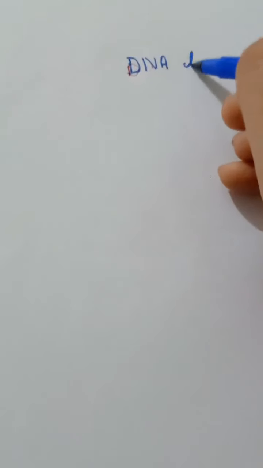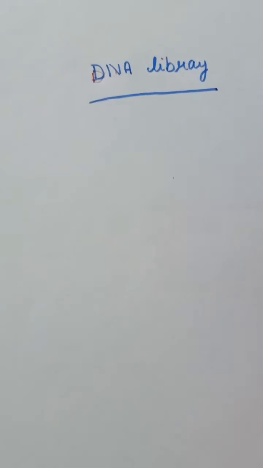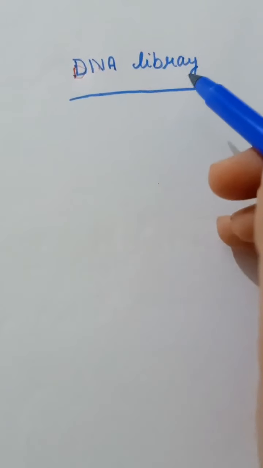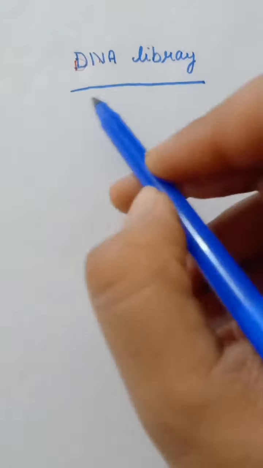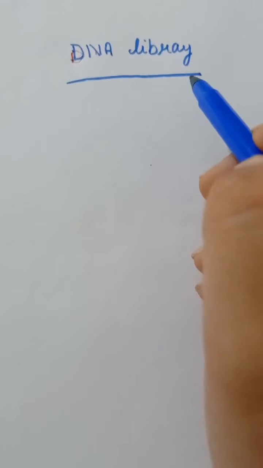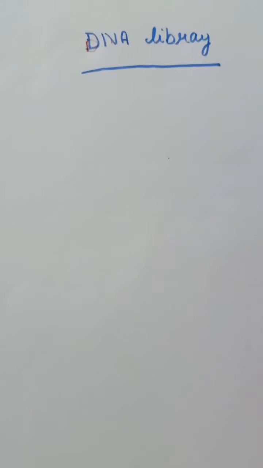Let us discuss the topic DNA library, also known as gene library. Now, what is this DNA library or gene library? As we all know, a library is a place where we collect books. Same, a gene library or DNA library is the collection of different DNA sequences from an organism where each sequence has been cloned into a vector.